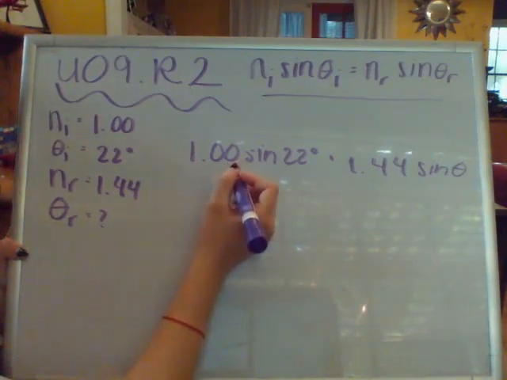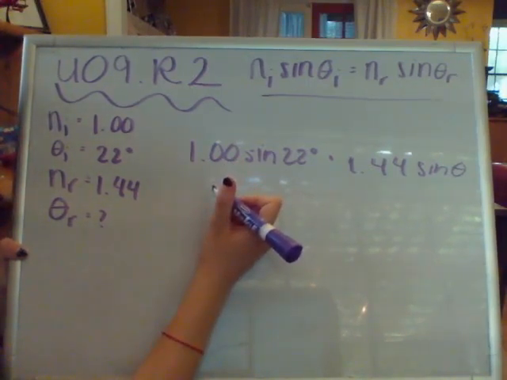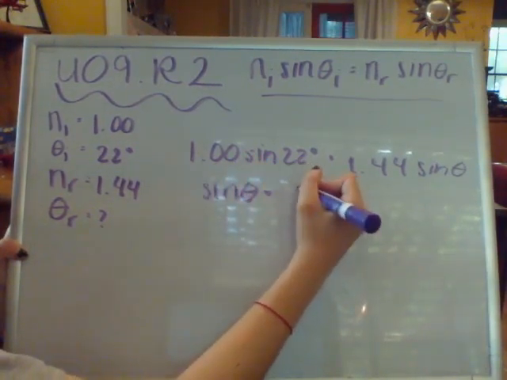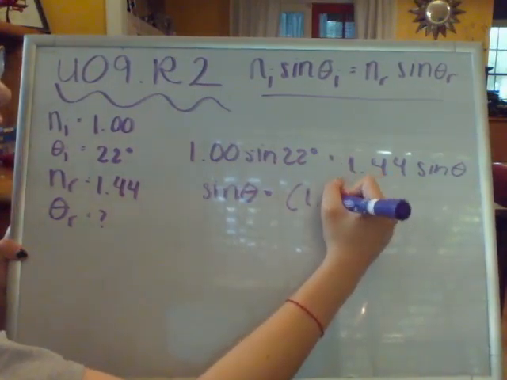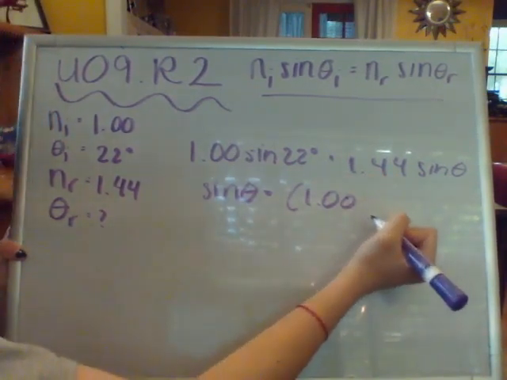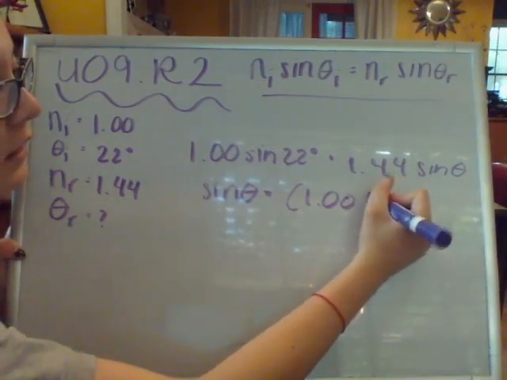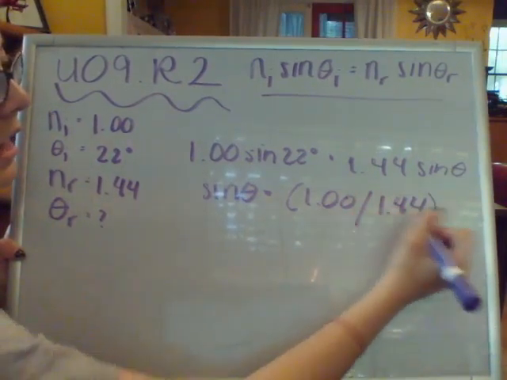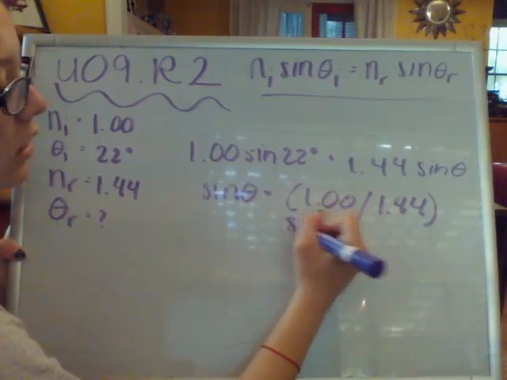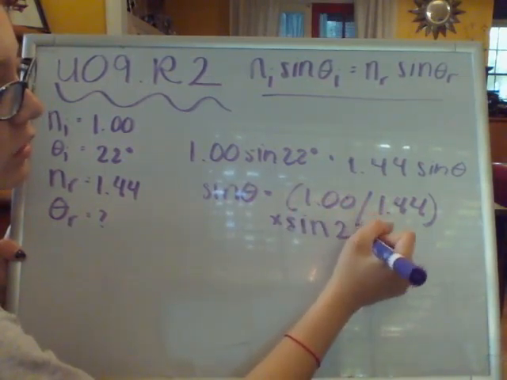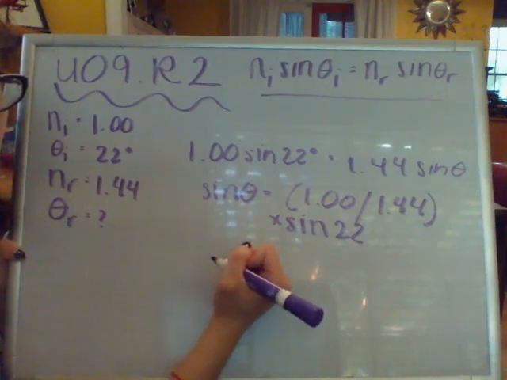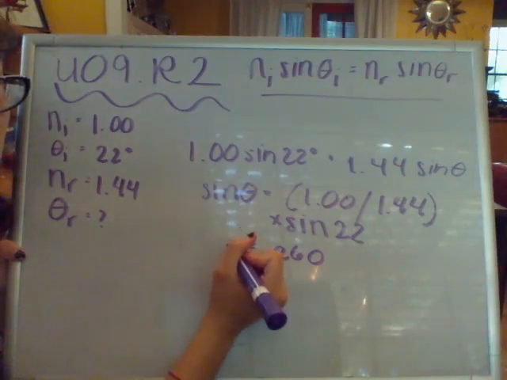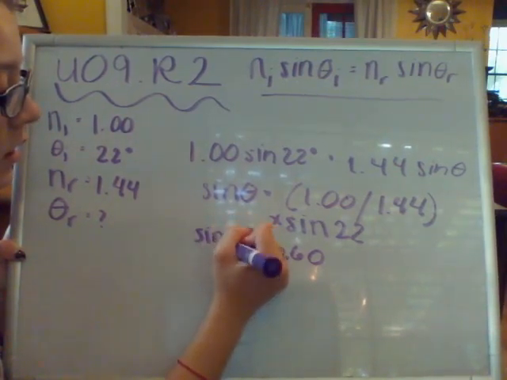So we're going to do sine theta R is equal to 1.00 divided by 1.44 multiplied by the sine of 22, and that gives us 0.260 for the sine of theta R.